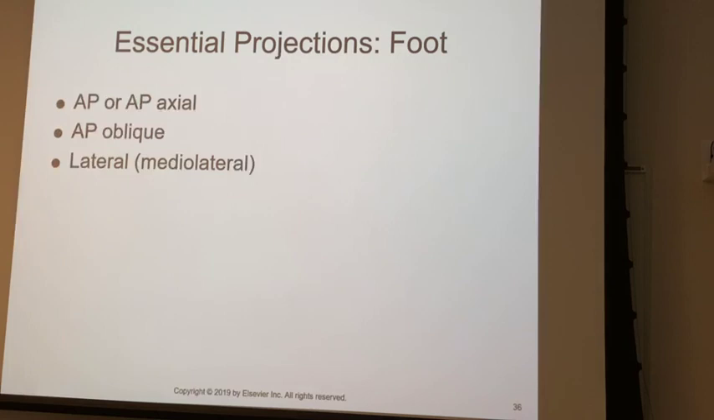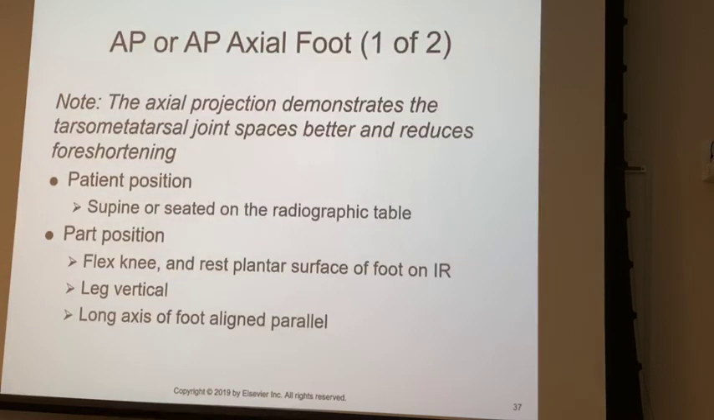Really, the foot, everything that we talked about in the toes applies to the feet. With one notable exception we'll get to in lateral, but the AP is really AP axial. Again, you can use an angle sponge if you want to. The AP oblique is just like the AP oblique of the toes. It's just our central ray location and collimation are going to be much larger, and on the lateral, we've got a couple of things we need to identify.